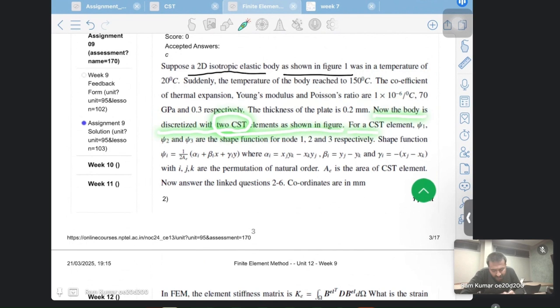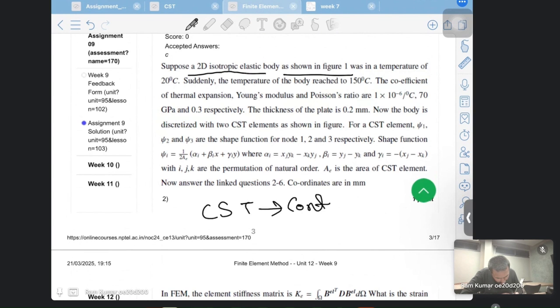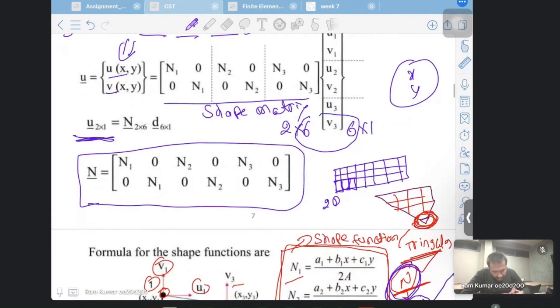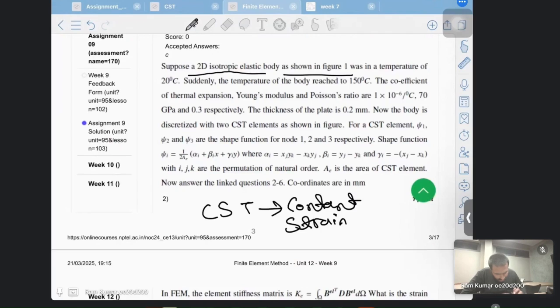What is CST? CST means constant strain triangle. So this is a CST element, and we call it CST for short. The elements are shown in the figure.